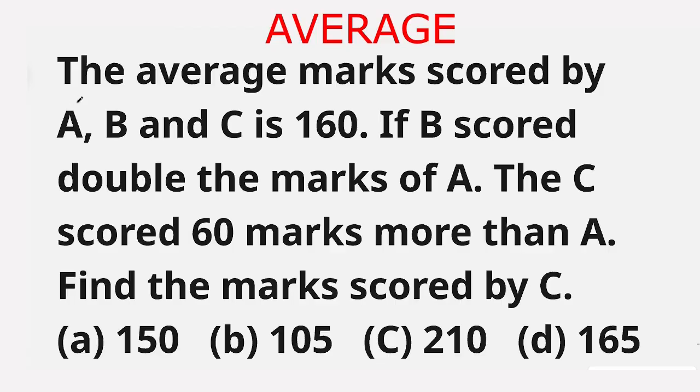Our question is, the average marks scored by A, B and C is 160. If B scored double the marks of A, and C scored 60 marks more than A, find the marks scored by C. The given options are option A 150, option B 105, option C 210, option D 165.